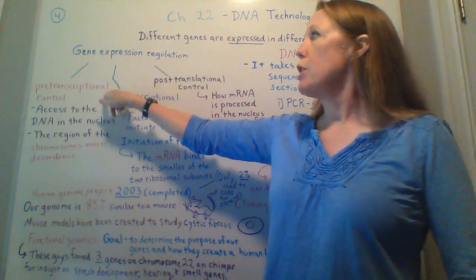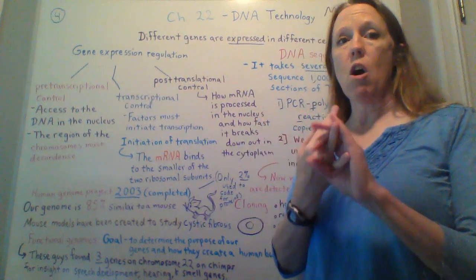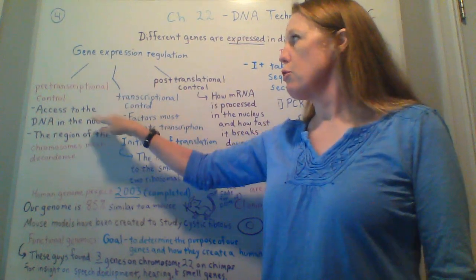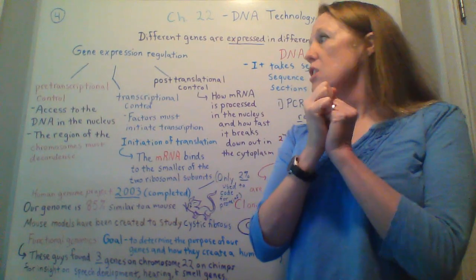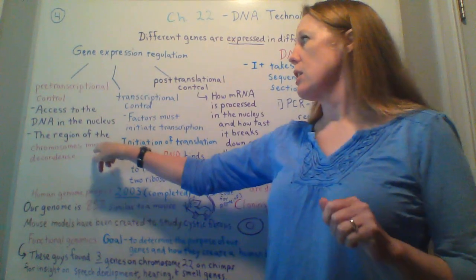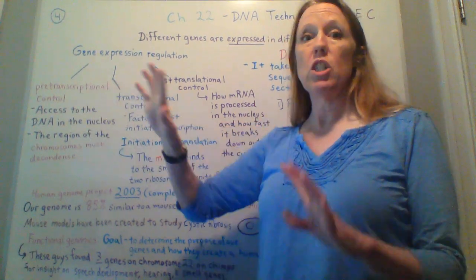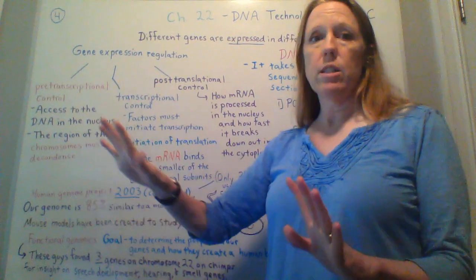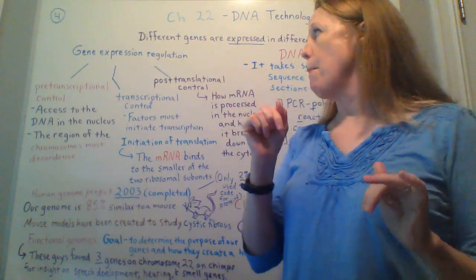One way is pre-transcriptional control. So that's even before the DNA makes the RNA. Access to the DNA in the nucleus can be controlled because remember the chromosomes are usually condensed. So we can have pre-transcriptional control by just not decondensing part of the chromosome, or decondensing the chromosome so that the DNA can be stretched out and make the mRNA.